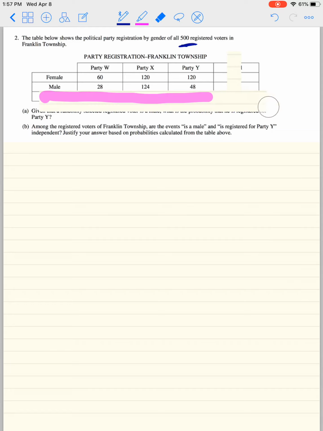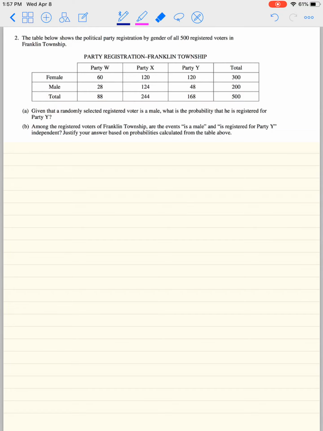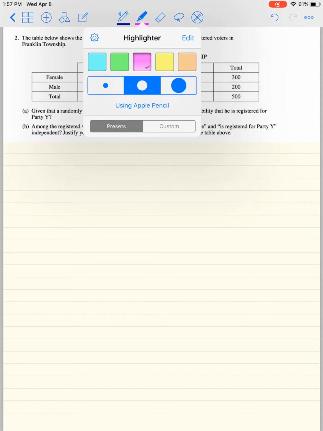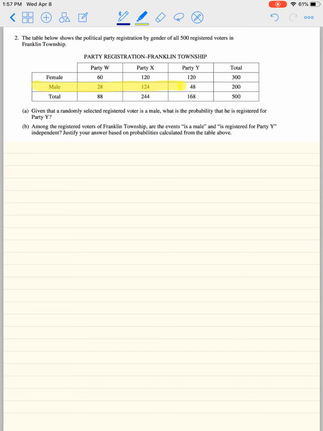Okay, so let's get rid of this. Given that the registered voter is a male, so out of these guys, out of the 200, what is the probability that he is registered to party Y? So this, or this. I'm going to choose this one.